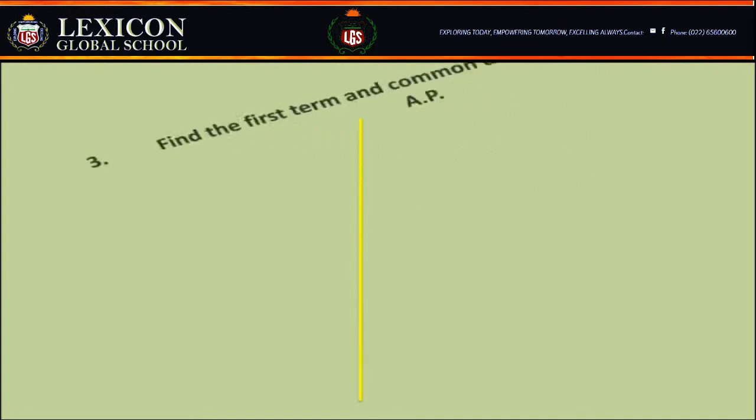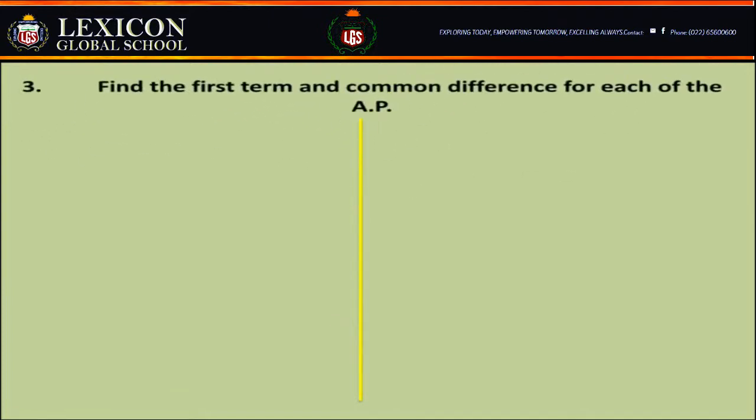Third question says, find the first term and common difference for each of the AP. We will solve sub-question 2. Your question is 0.6, 0.9, 1.2, 1.5 and so on. What you have to find out is your first term and common difference. That means A and D.